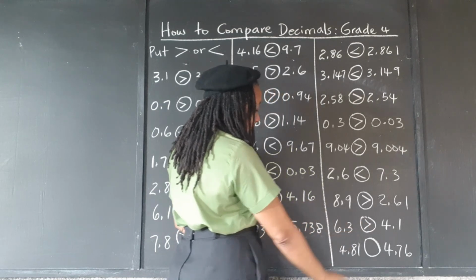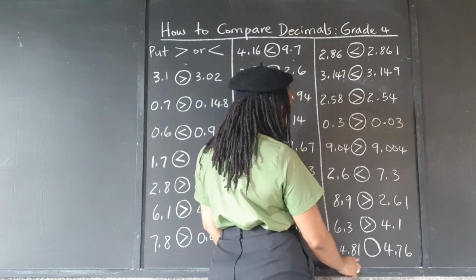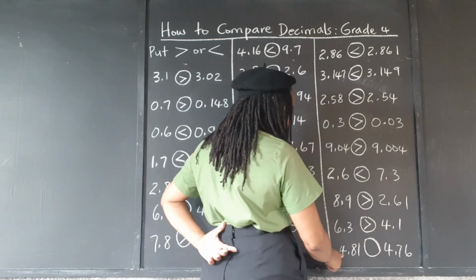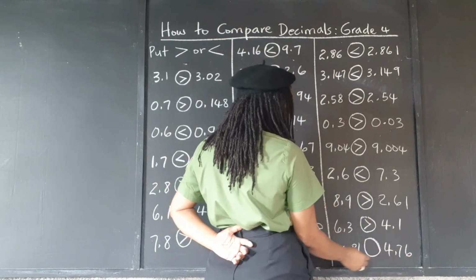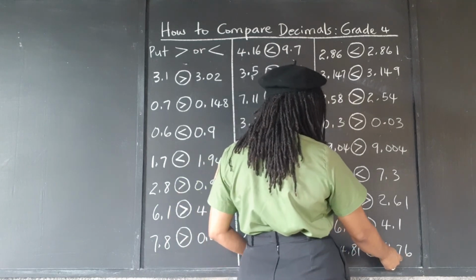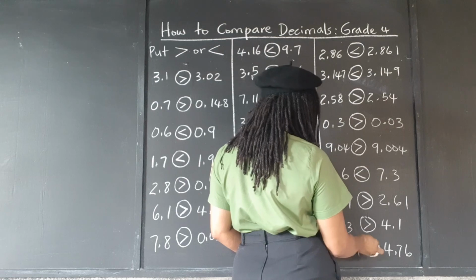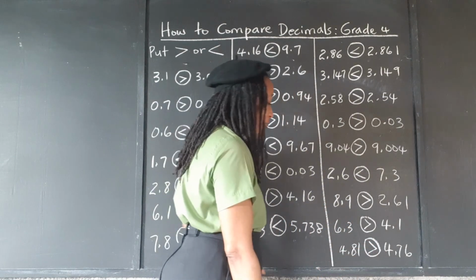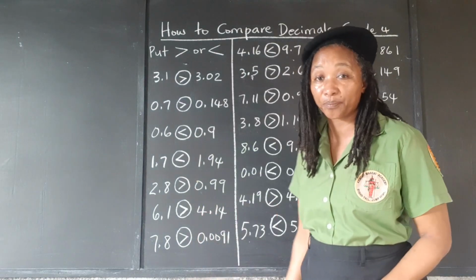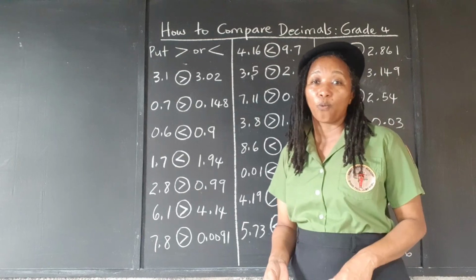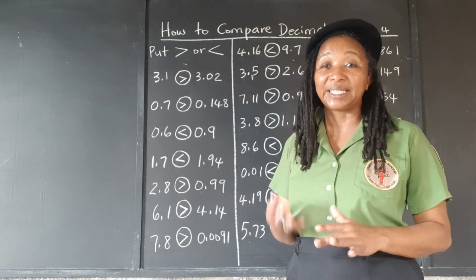And now they both have 4. 4.81, 4.76. They both have 4 in the ones place. This has an 8 in the 10th place, and this has a 7 in the 10th place. 8 is bigger than 7, so 4.81 is greater than 4.76.